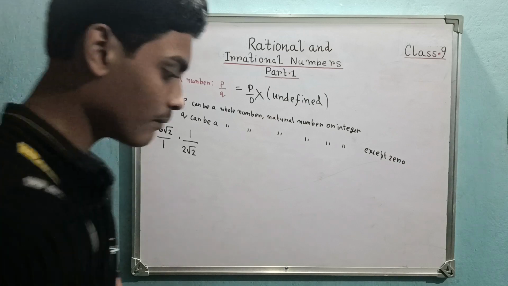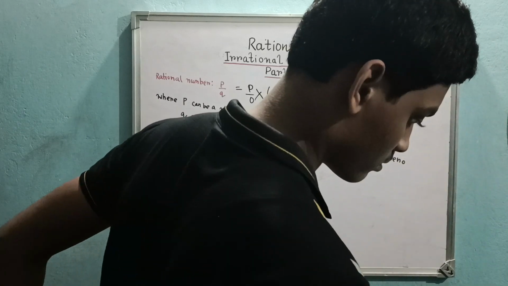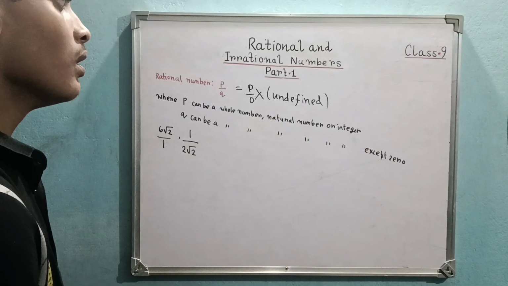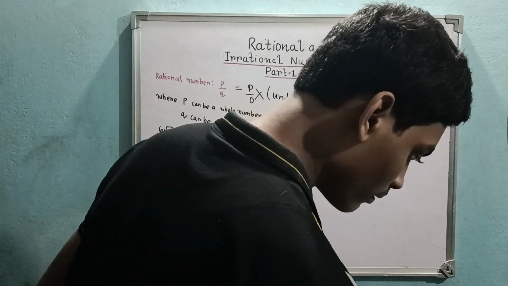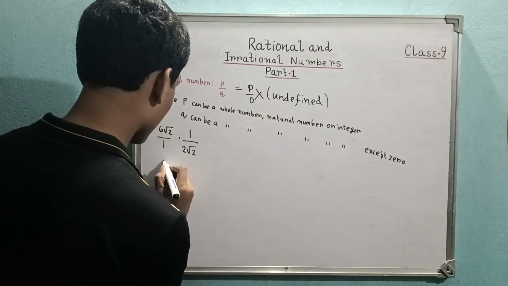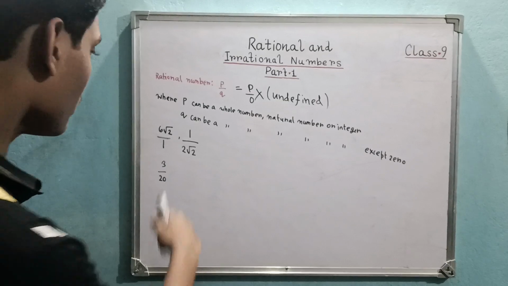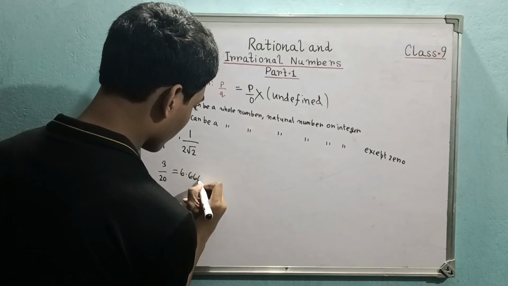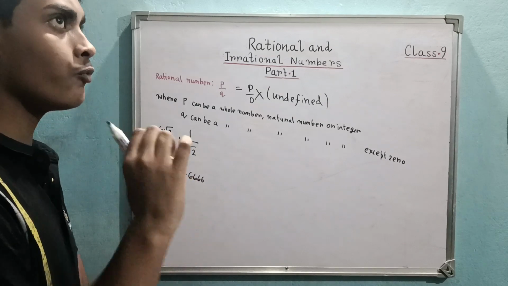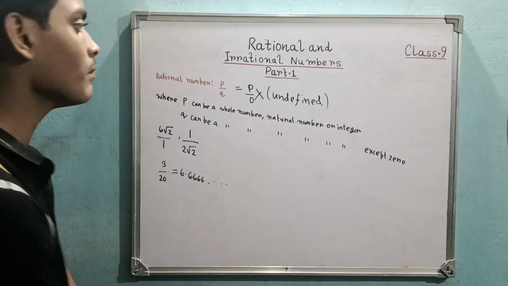Now something else. How can we check if a number is convertible into a terminating decimal? So what is a terminating decimal? Suppose I take this 3 by 20. After you divide this, it becomes 6.6666 and keeps going on. Terminating decimals are those which have a fixed number of digits after the decimal point. But see this, these are endless. So this is a non-terminating decimal.